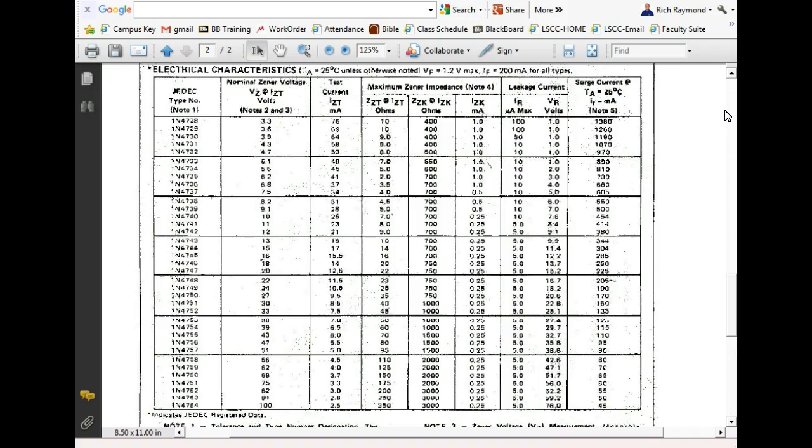We are concerned with IZK. That's the knee current because we gotta regulate above IZK, right? And we gotta regulate below IZ max. And that's about what we need. IZ max we're going to calculate by power. Everybody okay?